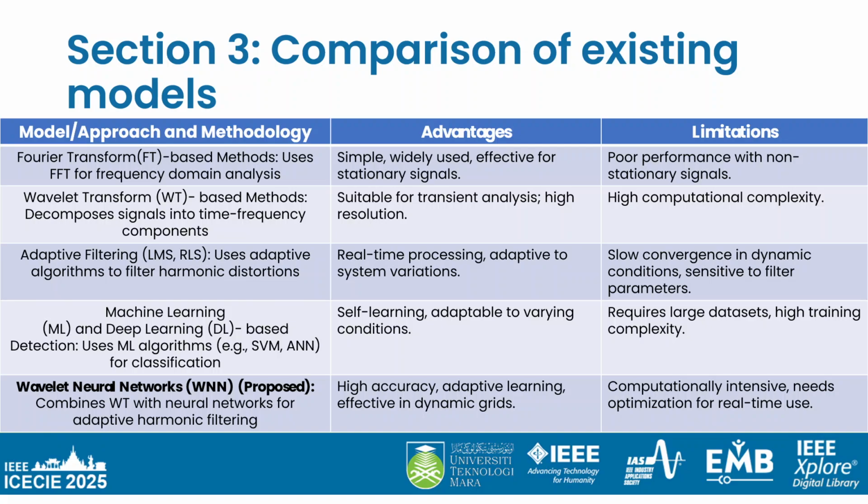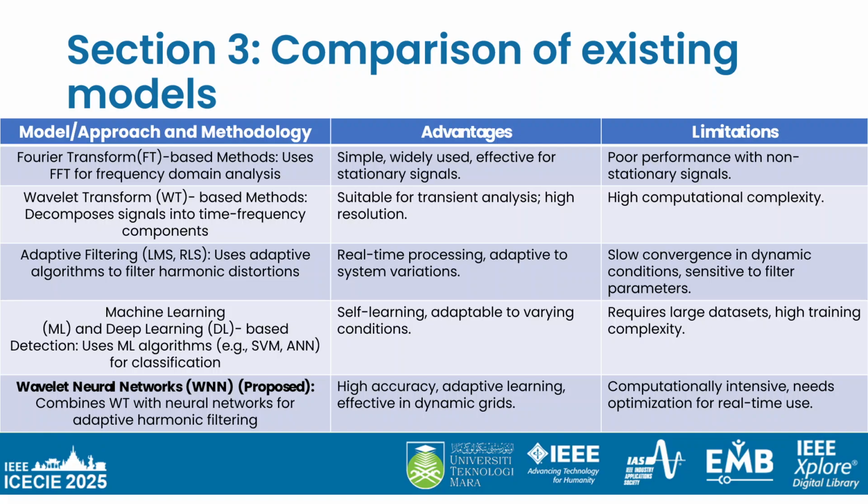ML and deep learning methods learn the pattern adaptively, and can be adaptable to varying conditions. It requires a very large data set and high training complexity. And finally, we have the hybrid method. They have the best accuracy and highest complexity right now.